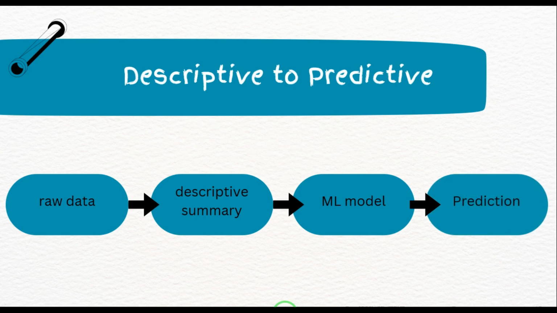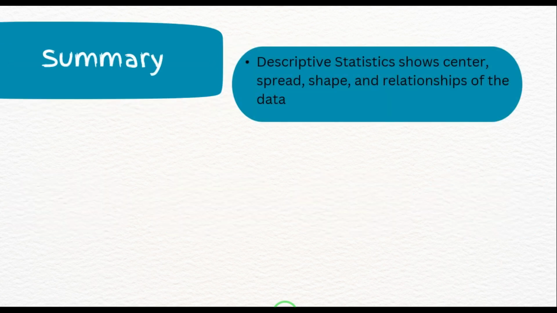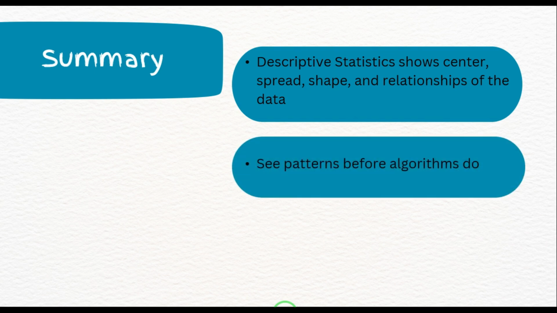So let's wrap up what we learned today and what's coming next. Today, we learned how descriptive statistics gives data its voice by showing center, spread, shape, and relationships. Now you know how to see patterns before algorithms do. In the next episode, we'll talk about how descriptive statistics helps understand the distribution of your data and their role in machine learning. That was the second step of the role of statistics in machine learning.